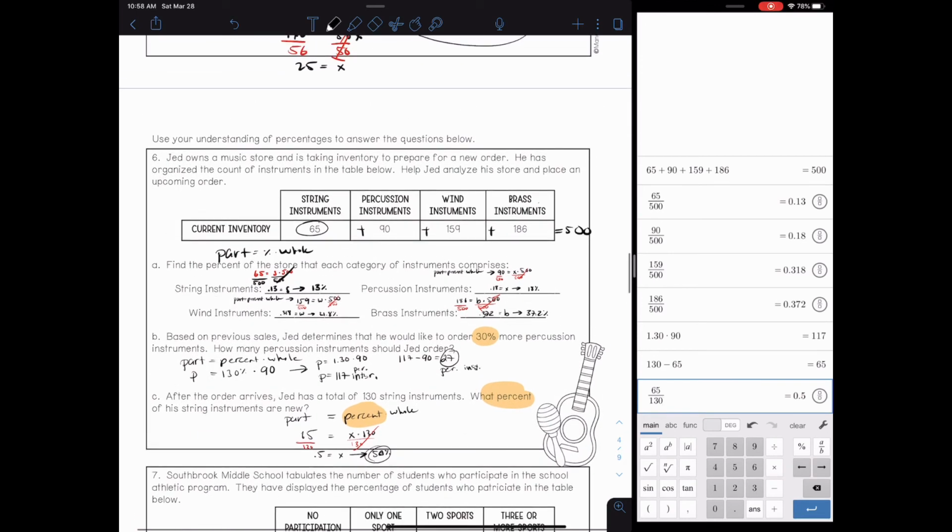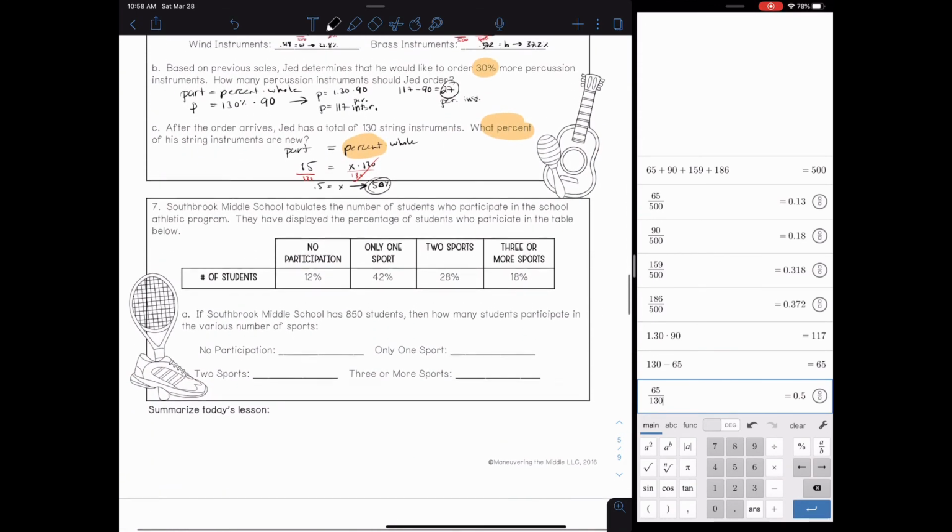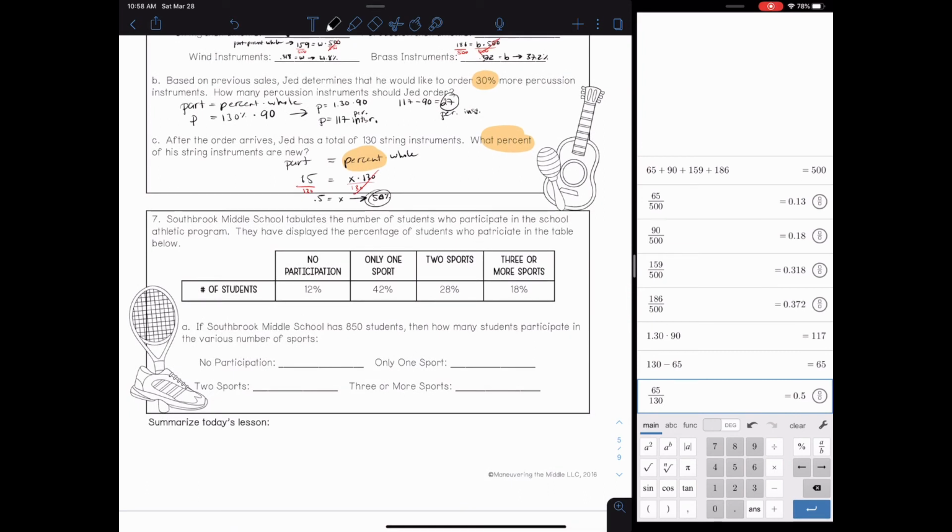All right, so that was the top portion. The bottom portion, number 7. Southbrook Middle School tabulates the number of students who participate in the middle school athletic program. They have displayed the percentage of students who participate in the table below. So this is the number of students. No participation, only one sport, 2 sports, 3 or more sports. So if Southbrook Middle School has 850 students, then how many students participate in the various number of sports?